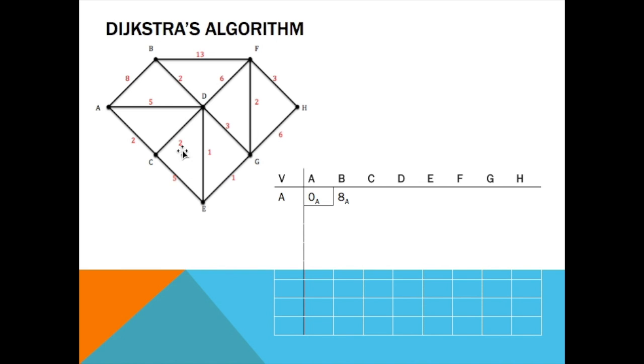Can we get to C? Yes, with a weight of 2. Can we get to D? Yes, with a weight of 5. And E, F, G, and H are not connected directly, so we will label them as undefined with infinity symbols.